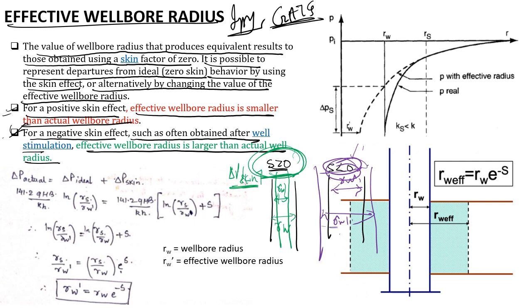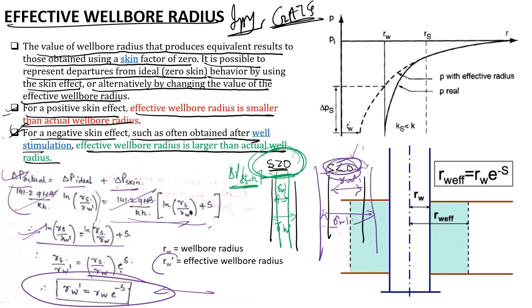Now let's derive this. My delta P actual will be equal to delta P ideal plus delta P skin. Now, placing all the values, I will get this expression. Now I can cancel this part, so I will be left with this expression, and my final answer would be this, where rw' is my effective wellbore radius and rw is my wellbore radius.